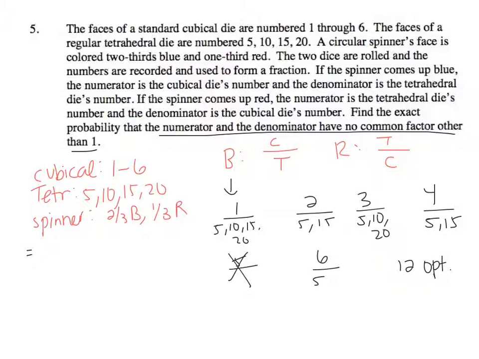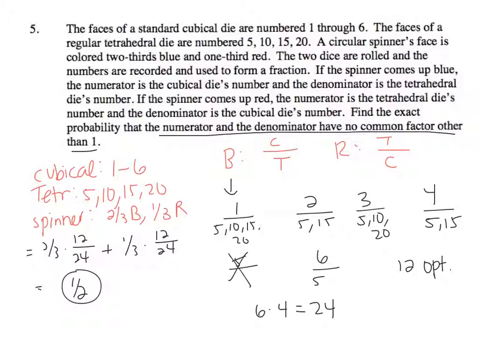So finding this probability. The probability that I roll a blue is 2/3. Then the probability that I end up with one of these 12 options is 12 over. Well, how many different possibilities do I have? Well, I have 6 possibilities for the numerator. I have 4 possibilities for the denominator, which is going to be 24. Now, if I roll a red, that's going to happen 1/3 of the time. And again, half of those cases are the ones that I'm interested in. This ends up simplifying to 1/2. So half of the time, I'm going to have a numerator and denominator with no common factor other than 1.